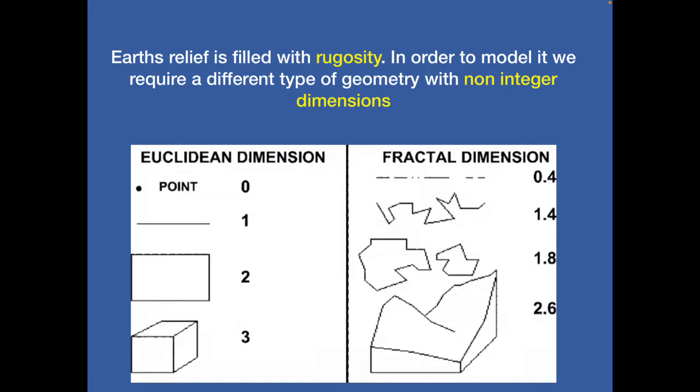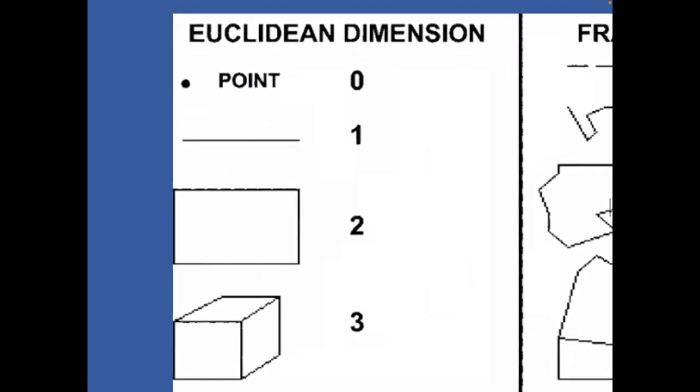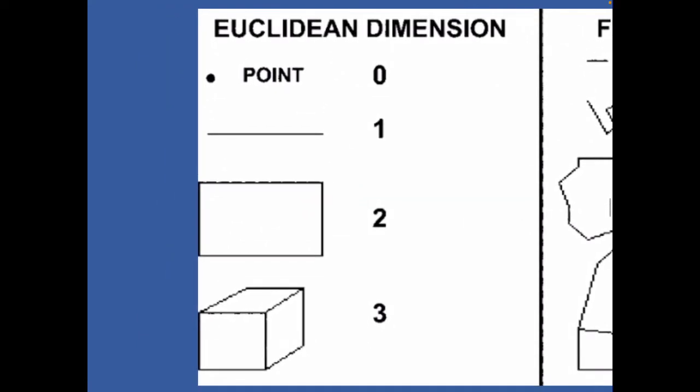Why non-integer dimensions? Well, if you remember, this is the geometry that we have been working with. The one that we were using in order to find out distances, to find out scales in maps, to find out scales in globes. This is the geometry that we were using, and it is based on integer dimensions. An integer dimension means that you can only have integer numbers. That means only 1, 2, 3, right? Nothing in between, only integers.